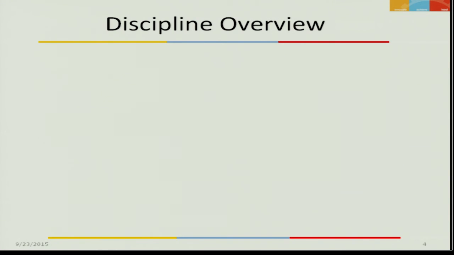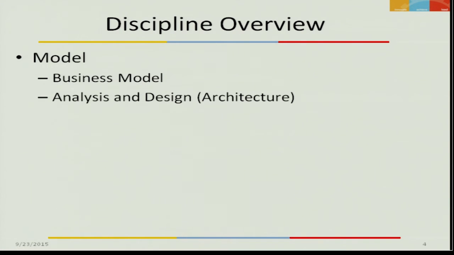Let's look at the discipline overview. We said that there are 7 disciplines. I will highlight only the important ones. The first one is called model. Model is kind of an activity. People do business modeling as well as analysis and design, which is architecture. In fact, a business model is also a view of architecture. Business, analysis and design all form the architecture.